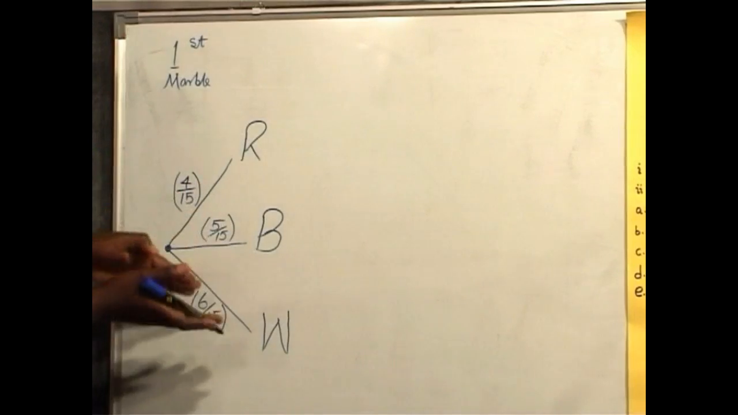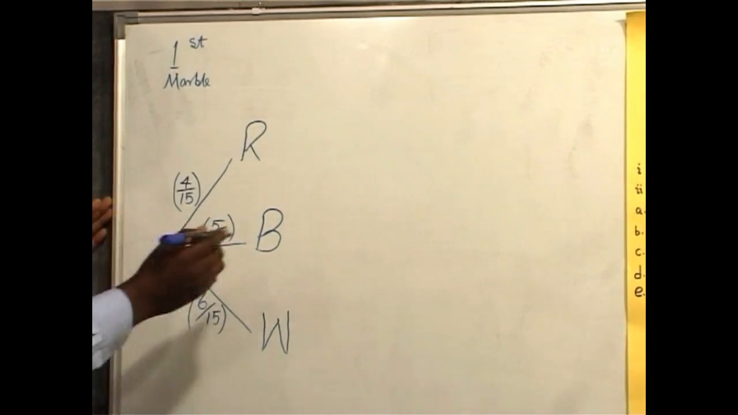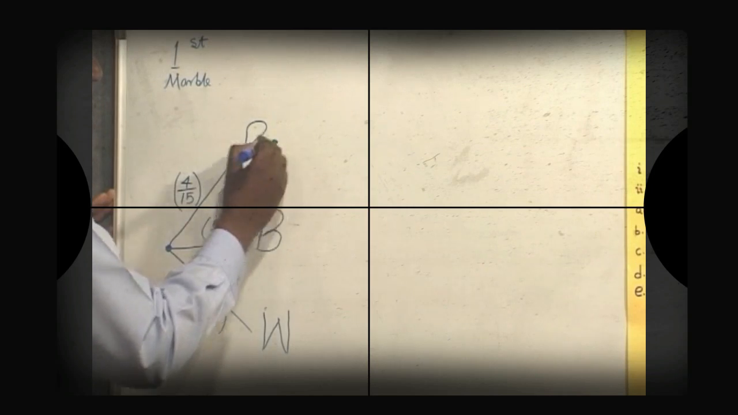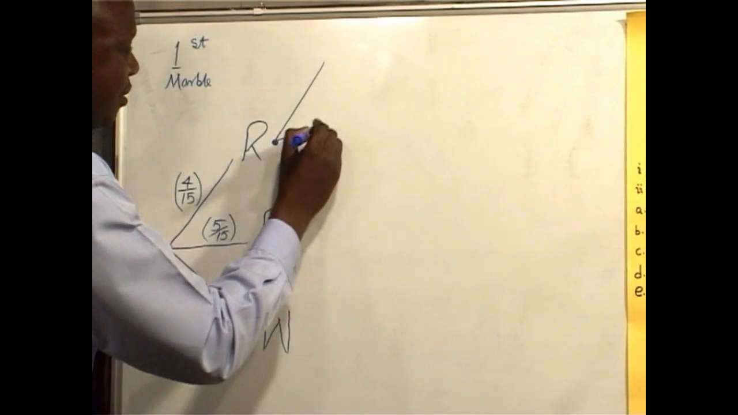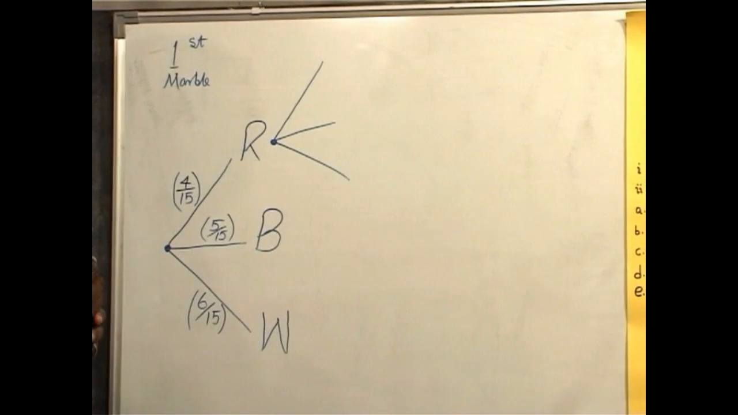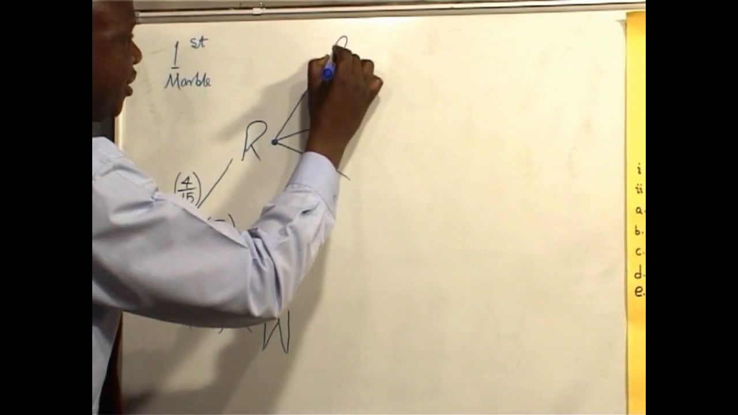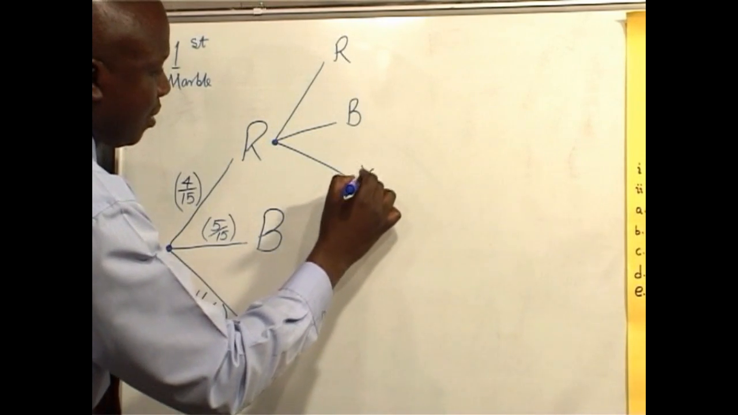We have three different possibilities. The first possibility is having the first marble as red. When the first one is red, a second one will be picked, and meaning we are going to have a sub-node at this point. This second marble will either be red, black, or white. And those outcomes must be indicated respectively. Red, black, white.